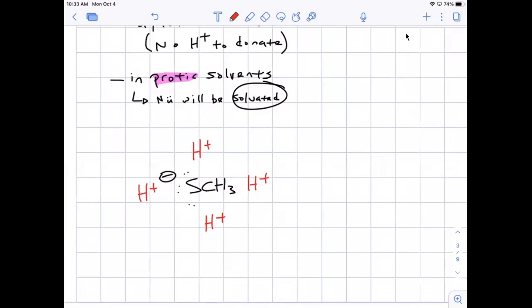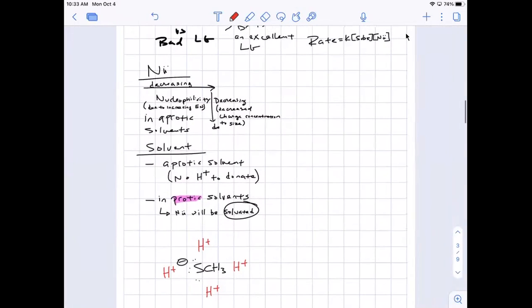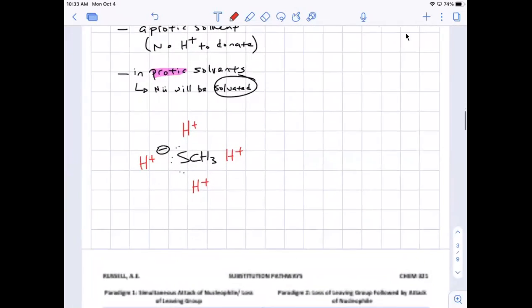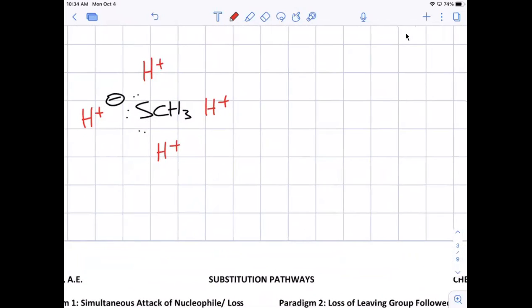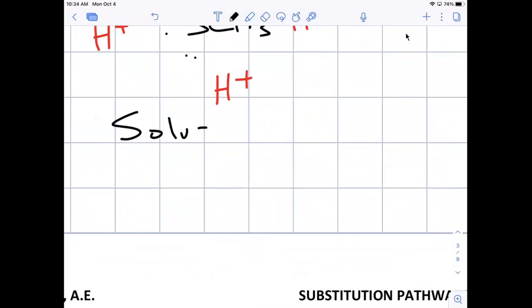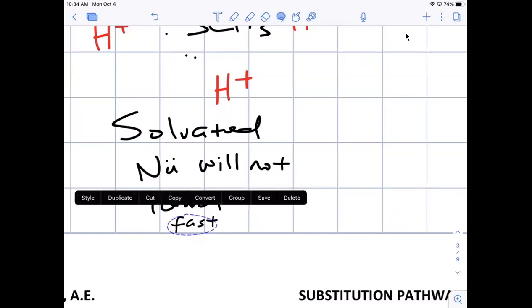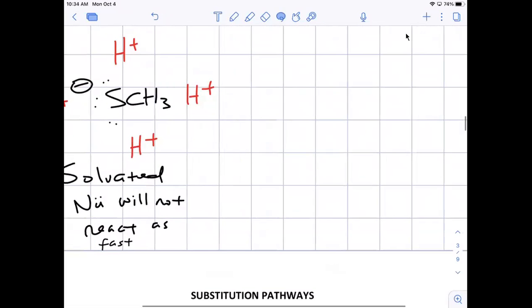Why does that matter? Because if we look at the rate law, you can see that the nucleophile is a part of the rate law, right? So let me make that plain. If it's solvated, a solvated nucleophile, for lack of a better term, is lazy. They get relaxed, so they don't react as fast. All right, will not react as fast. So let me show you that in terms of an energy diagram.